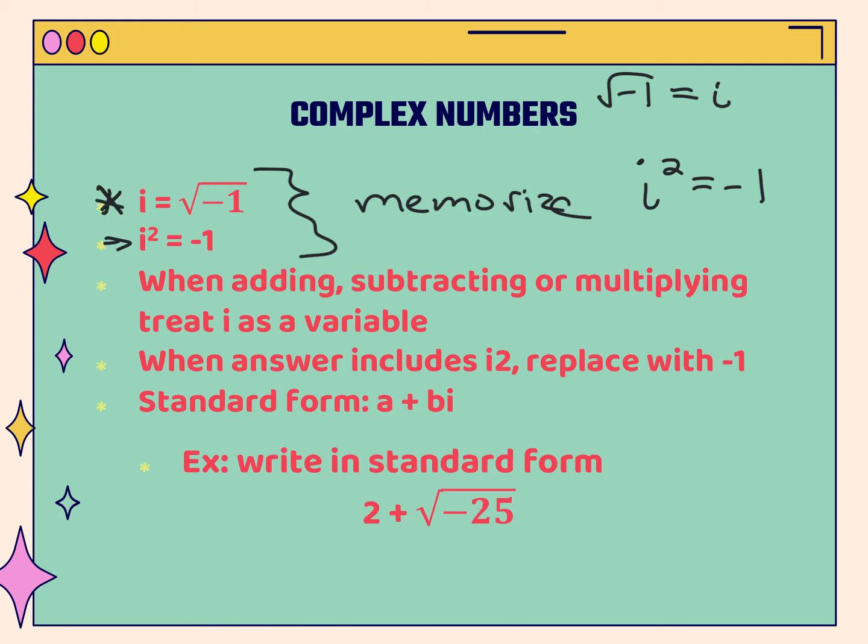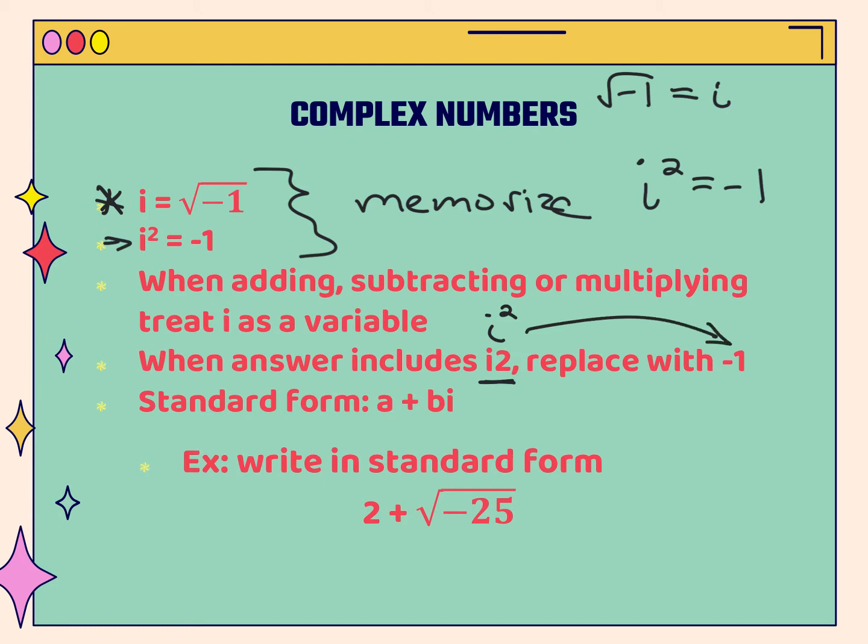When we're going to be adding and subtracting or multiplying and dividing, what we're going to do is treat i as a variable. So basically we're going to be combining like terms when we add and subtract. However, when we multiply, and this should be an exponent here, this should be an i squared, whenever your answer includes an i squared, we're going to replace i squared with -1, and then we'll simplify.